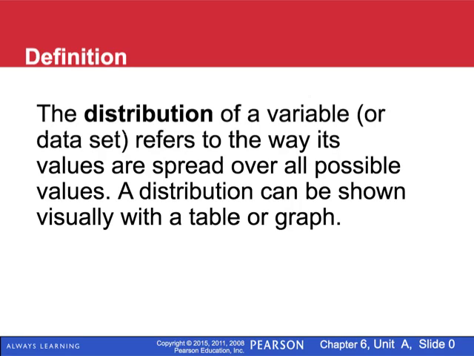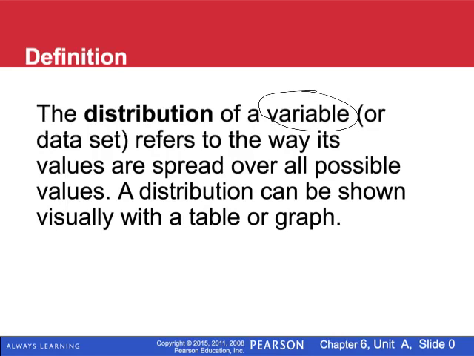So first of all, I want to give you a definition, and that is a distribution. So the book defines a distribution of a variable or a data set, and when you see that term variable right there, just think data set. Okay, so the distribution of a data set talks about the way the values are spread out over all its possible values. And distribution can be shown visually with a table or a graph.